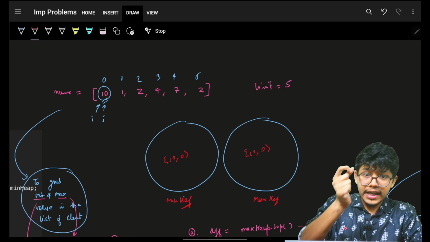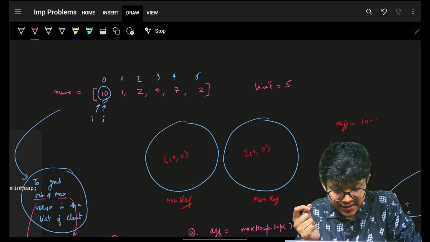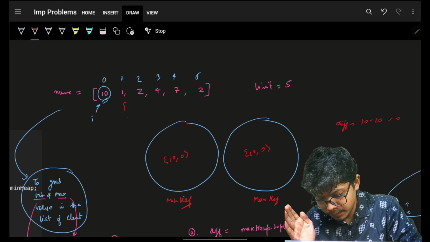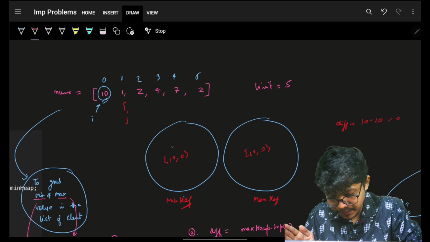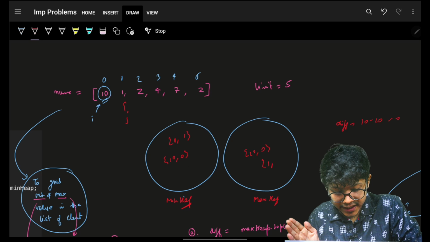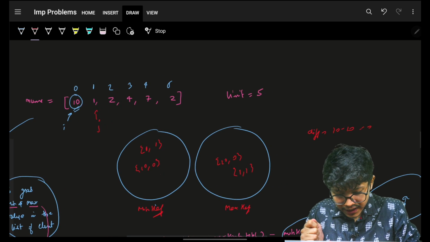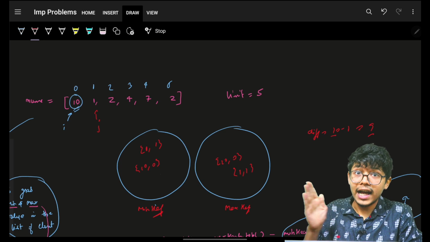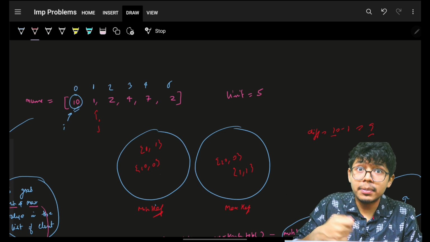You got both the elements, max and min. Diff is 10 minus 10, diff is 0. So I can simply move my j. Push in both the elements. In the min heap, I will push a 1 and a 1. In the max heap, I'll push a 1 and a 1. Now again, grab the max element, 10, min element, 1. Diff is 9. I have to shrink it.